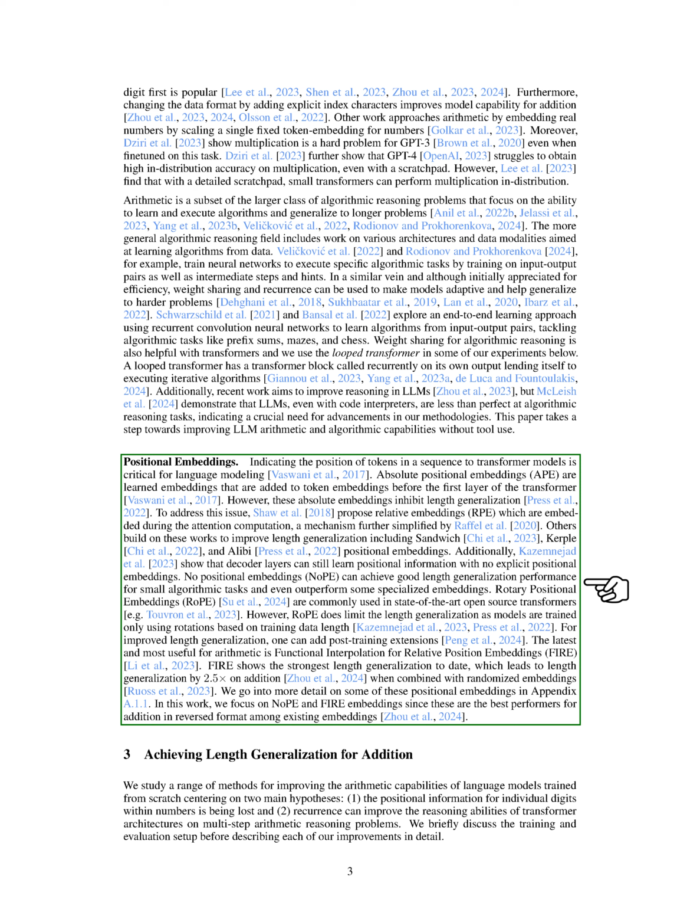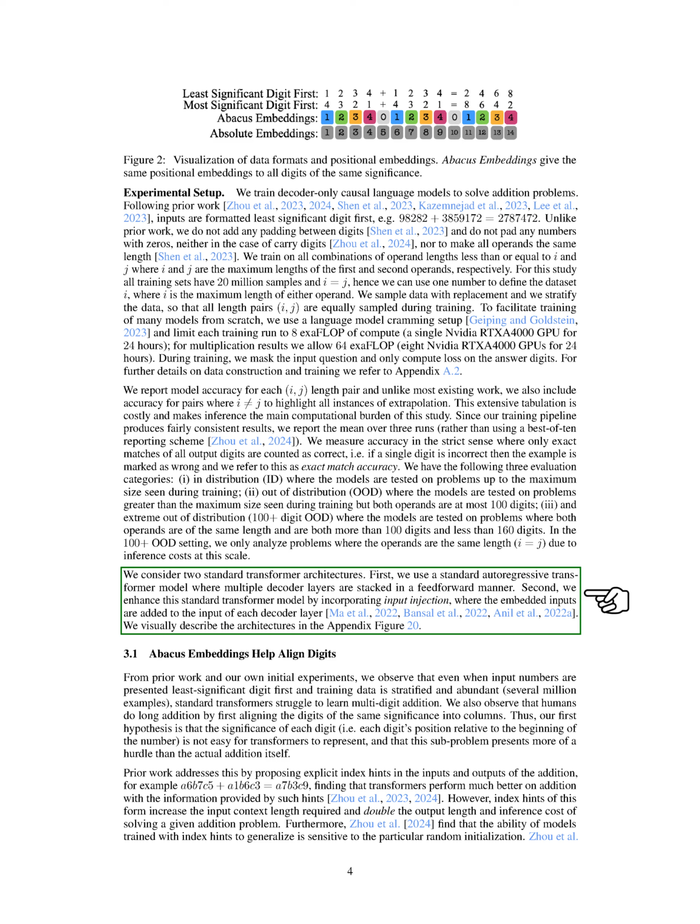One notable extension, functional interpolation for relative position embeddings, FIRE, has shown significant improvements in length generalization, particularly in arithmetic tasks like addition. When combined with randomized embeddings, FIRE can enhance length generalization by 2.5 times for addition tasks. We delve into more details on these positional embeddings in the appendix. In our study, we focus on NoPE and FIRE embeddings as they have shown to be the most effective for addition tasks in reversed format among existing embeddings.